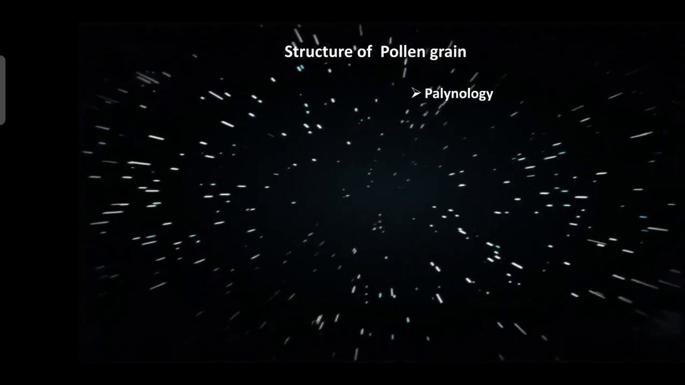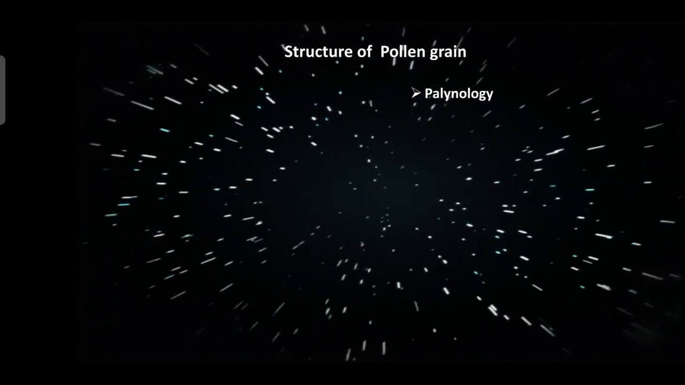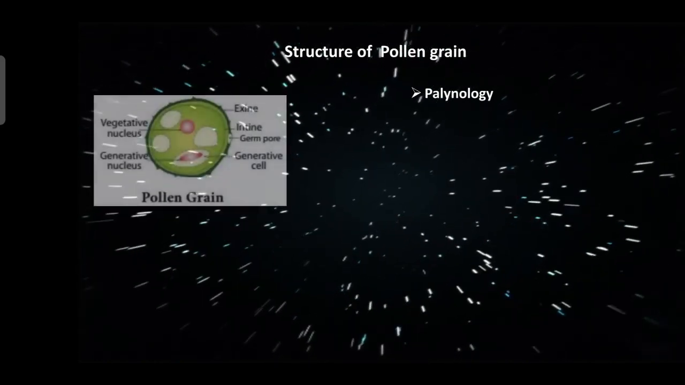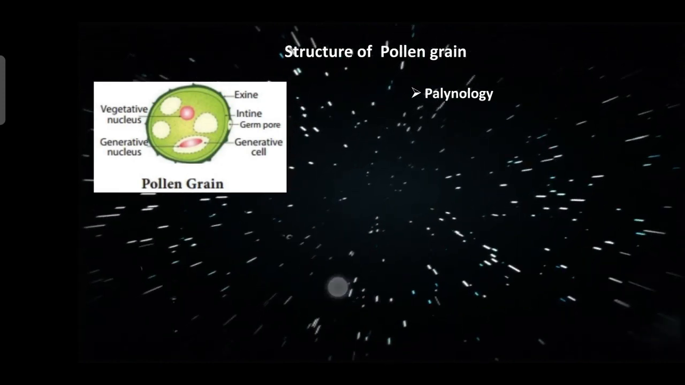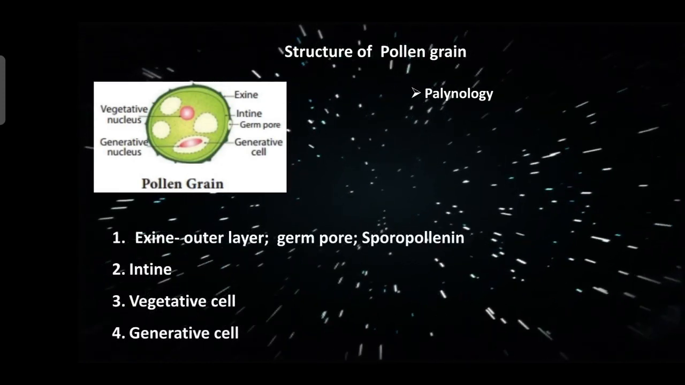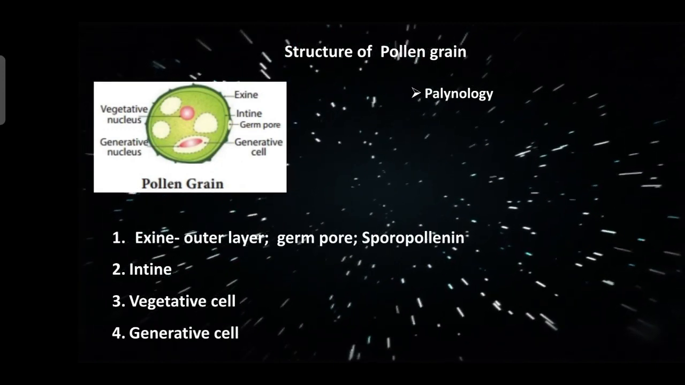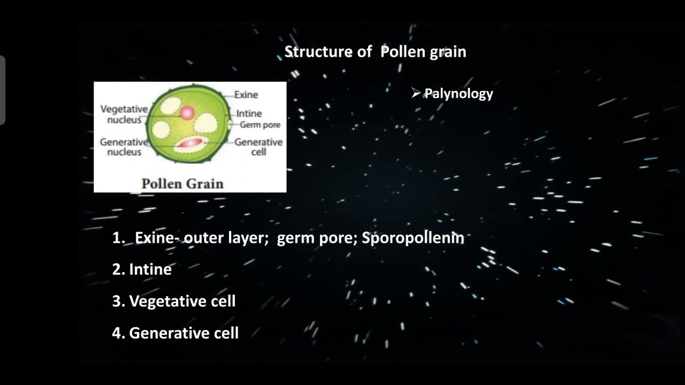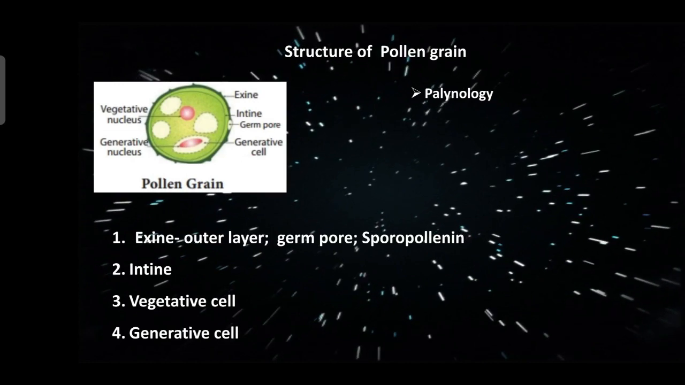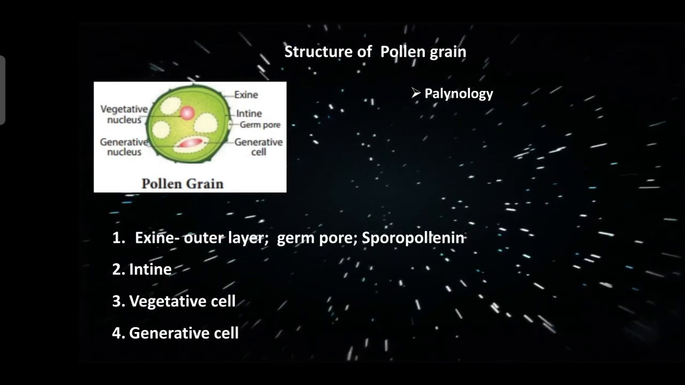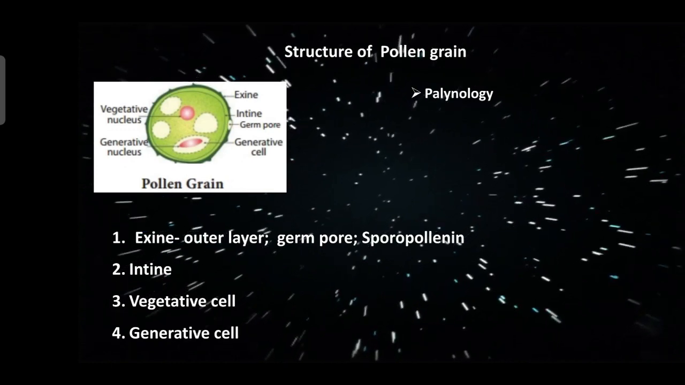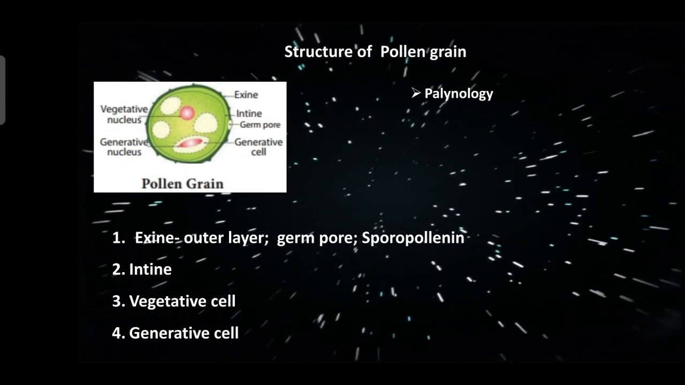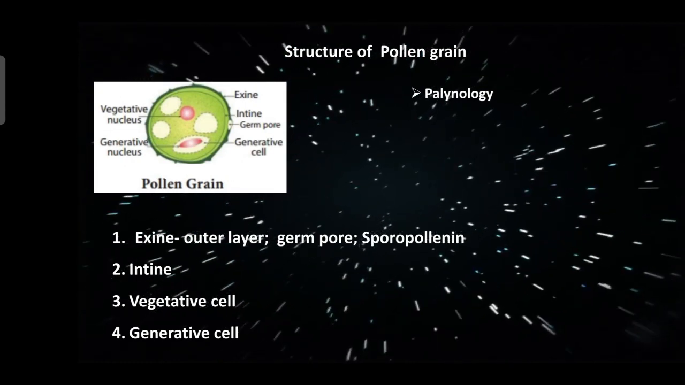Here there is palynology. Palynology means the study of the pollen grain. The pollen grains vary in shape and size. Usually they have two main parts, an outer exine and an inner intine. The outer exine is hard. It has sporopollenin that protects the pollen grain from high temperature, acid, alkali and enzyme attack. This outer exine has germ pores through which the pollen tube comes out.